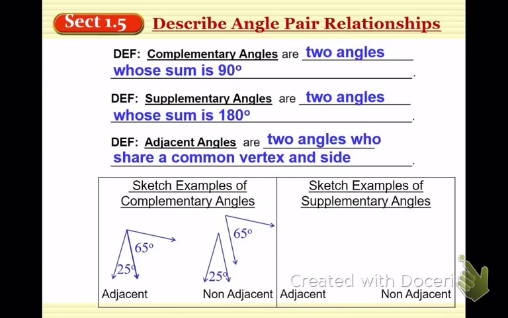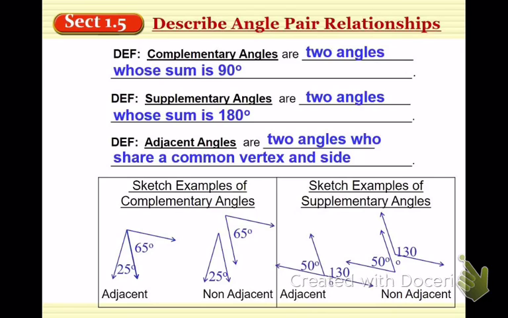Now, they can be. And if they are adjacent, as in the case of these guys right here, then we actually get a free piece of information out of it. If we have two adjacent angles who are complementary, they're together forming this angle, which we now know must be a right angle. Since those two are adding up to 90, then the big angle must be a right angle. Okay?